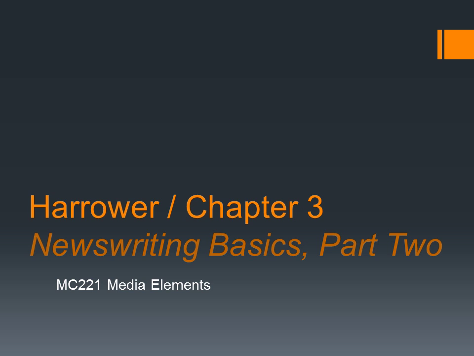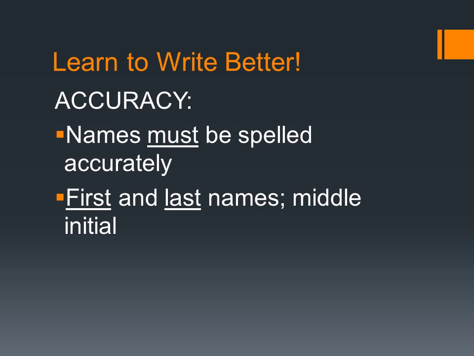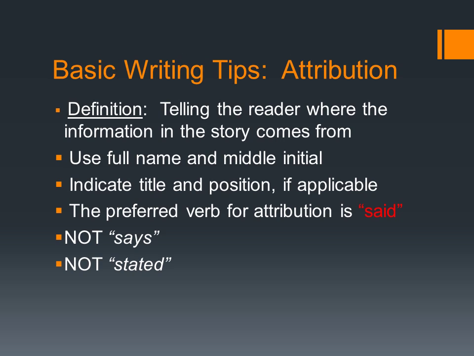Let's begin the second part of our Chapter 3 study with a bit of a review of some of the information that was contained in Part 1. If you recall, we were talking about the need for accuracy in our writing, and I indicated to you just how important it is that when we write our stories, that we spell names correctly and that we spell them in such a way that we indicate a person by first name, last name, and middle initial. And that helps to ensure that the reader knows the full name of the person that they're reading about.